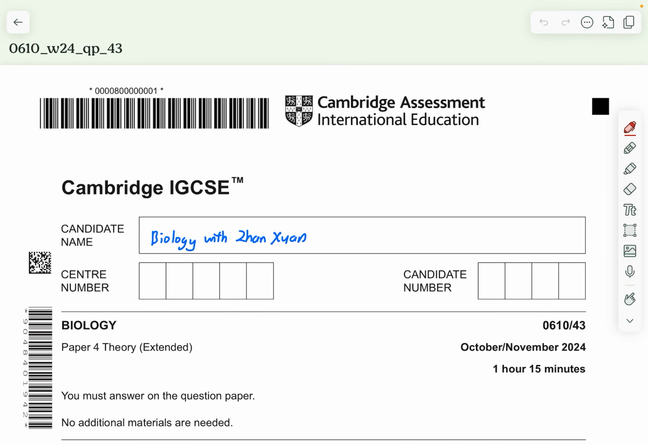So today we are going to discuss the Cambridge IGCSE Biology, Paper 4 Theory Extended, the 0610 Paper 4 Variant 3. So this is the October-November 2024 series.